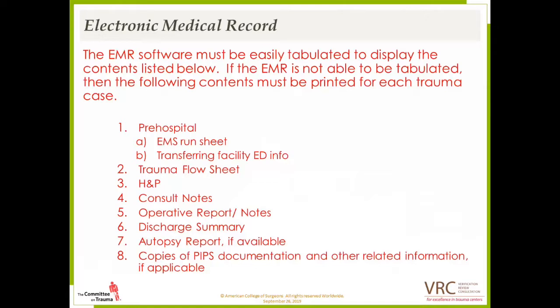If the EMR is not able to be tabulated, then the following contents must be printed for each trauma case. This includes the pre-hospital section, which is the EMS run sheet and transferring facility ED information, the trauma flow sheet, the H&P, the consult notes, the operative report and notes, discharge summary, autopsy report if available, and copies of the PIPS documentation and other related information if applicable.